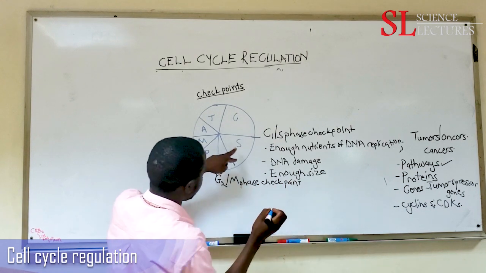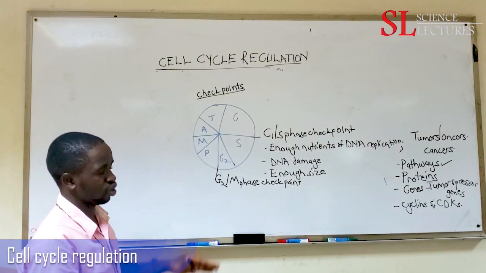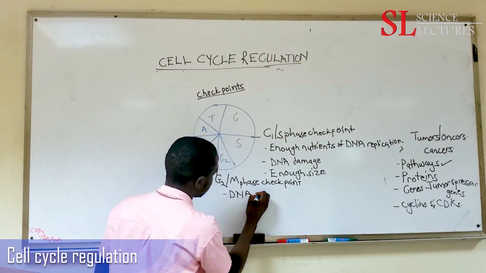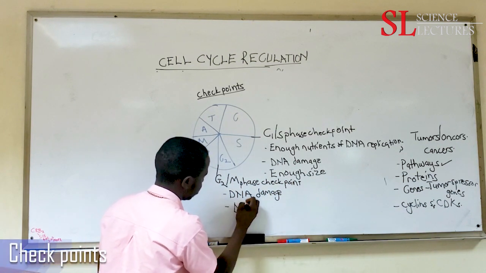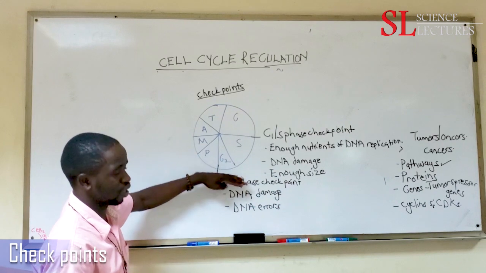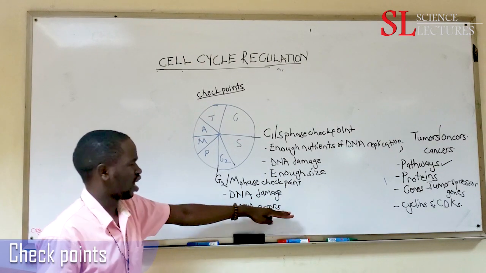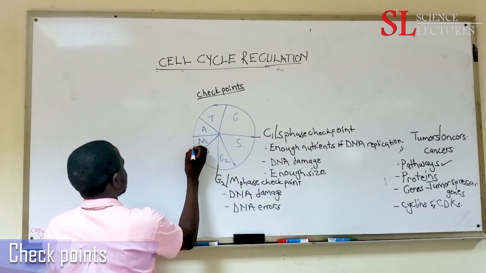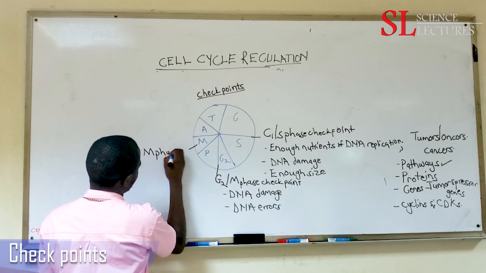Remember, during the S phase, we had our DNA already replicated. Now the cell is preparing to enter the process of actually dividing. So this checkpoint is aimed at finding out that there is no DNA damage and there are no DNA errors. Number one, the DNA that was replicated was completely free of any damage. Then number two, there were no base pair errors during the DNA replication. Then the third checkpoint is at metaphase, what they call the M phase checkpoint.